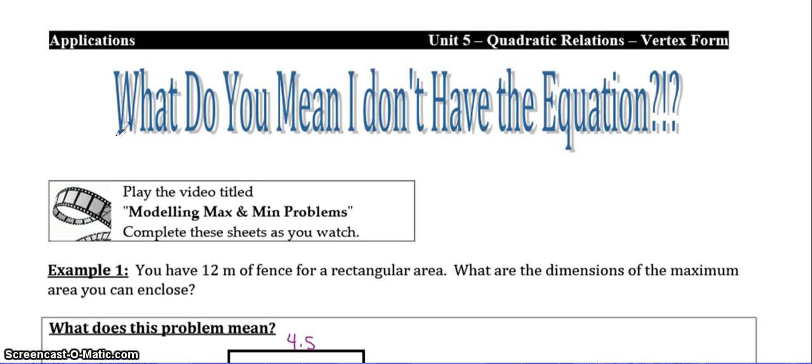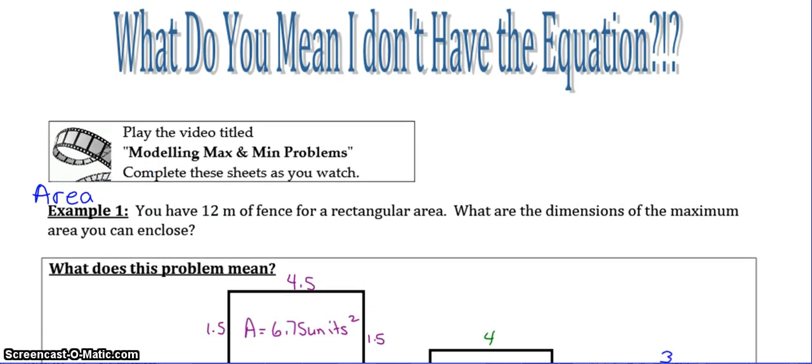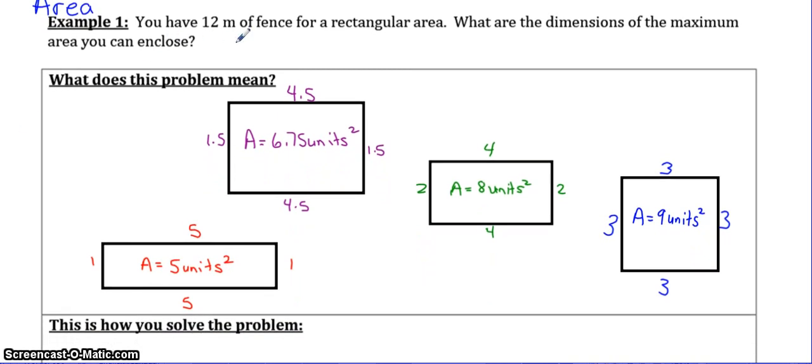And there are three types of problems that you'll need to know. The first type of problem is an area problem. So for example, you have 12 meters of fence for a rectangular area. What are the dimensions of the maximum area you can enclose? So this is an area type of problem. This is what this question is meaning. You have 12 meters of fence for a rectangular area.